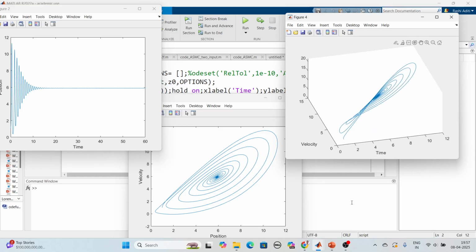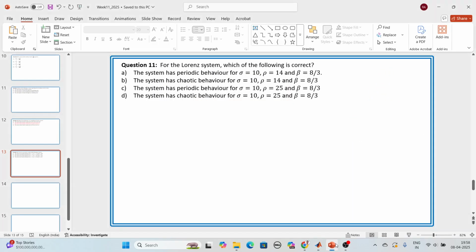So what options do we have for it? The system has periodic behavior for this sigma. The system has chaotic behavior. Well, both the options are incorrect because we neither have a periodic motion, nor do we have a chaotic behavior. We have an equilibrium state, right? It is converging to an equilibrium state. There is some initial transient which is further converging into an equilibrium state. So both the options are incorrect.